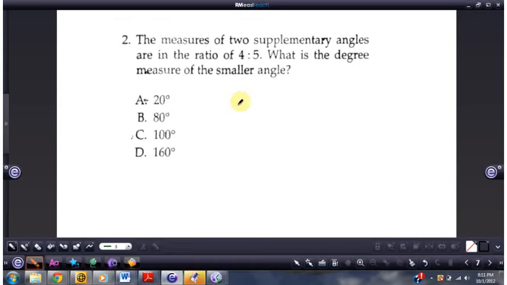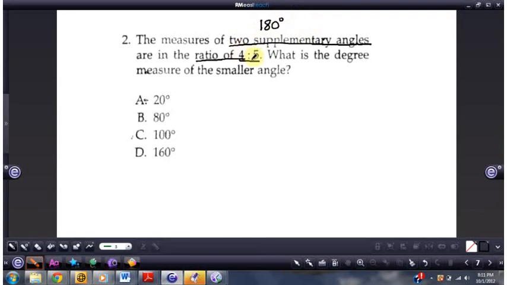Okay, you've got the measures of two supplementary angles are in the ratio 4 to 5. So all of a sudden we've got two very important pieces of information here. Two supplementary angles and the ratio 4 to 5. What is the degree measure of the smaller angle? First of all, this idea of supplementary. Supplementary means that it is 180 degrees sum.